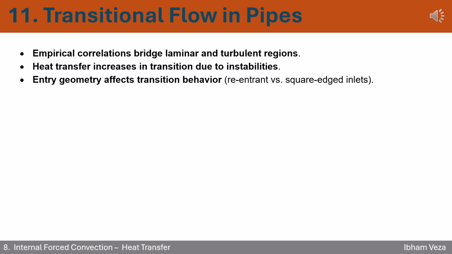Interestingly, heat transfer actually increases during this transition because flow instabilities boost mixing. That's why transitional zones can improve heat transfer without fully entering turbulence. But transition is sensitive. The way fluid enters, whether through a sharp edge or a rounded inlet, can either delay or accelerate turbulence. That's why entry geometry is crucial in pipe design. Bottom line, understanding transitional flow helps you avoid surprises in both energy efficiency and system stability.